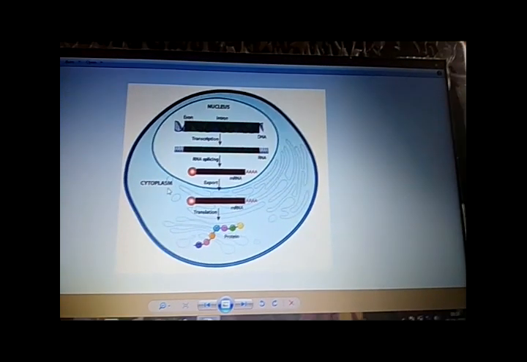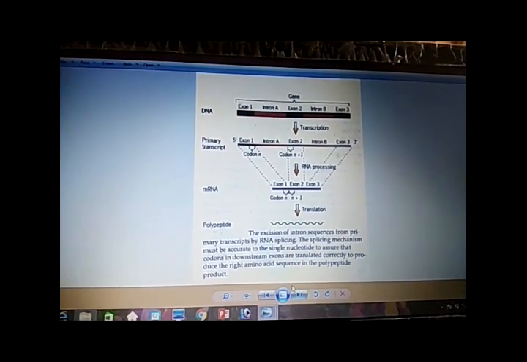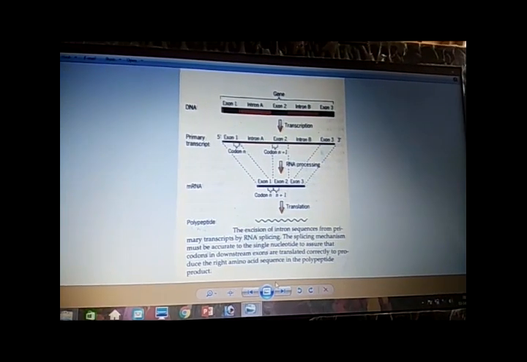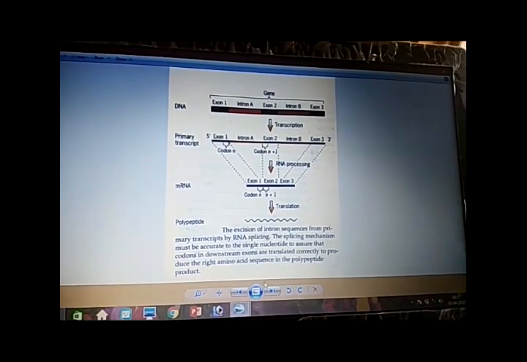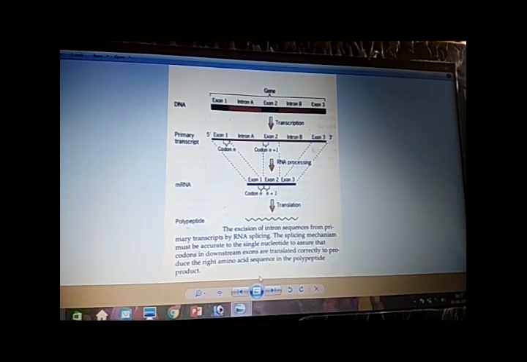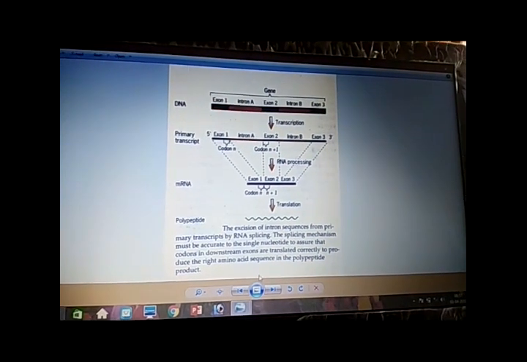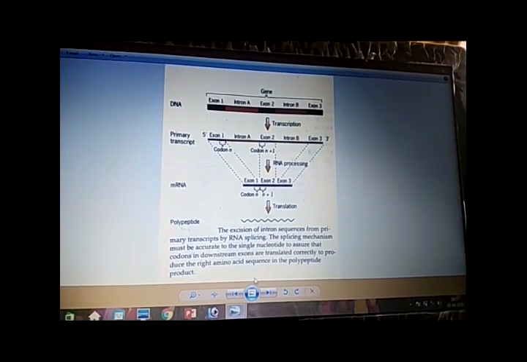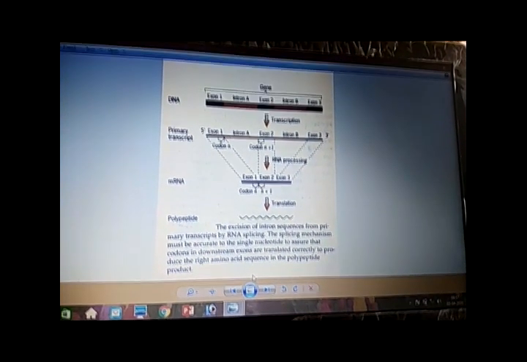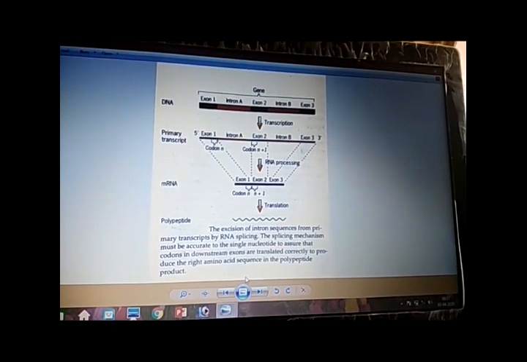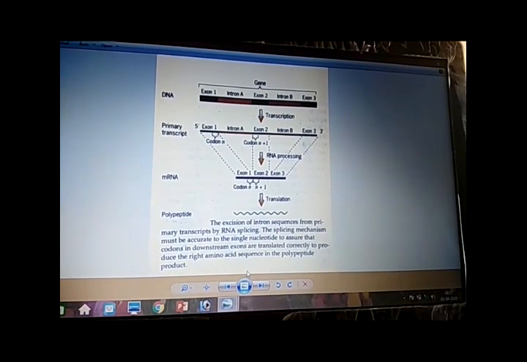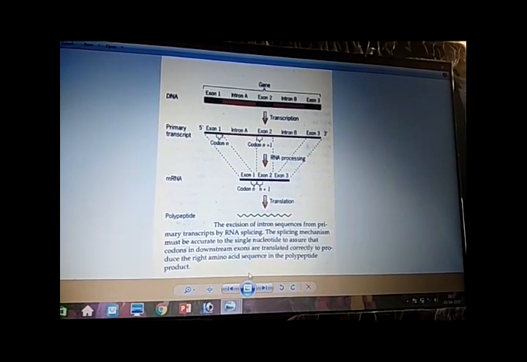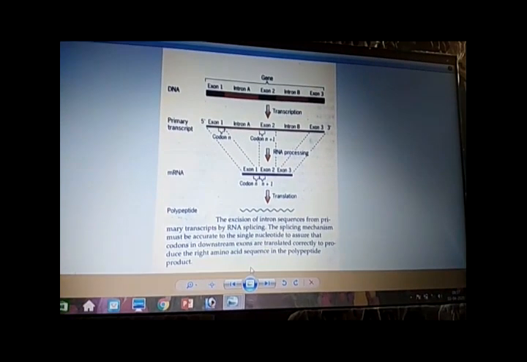Then the next slide will show a brief concept about the split genes. Before that, I want to say that the transcription in eukaryotes is more complicated than that in prokaryotes. In 1977, an exciting discovery was made in the history of molecular genetics.